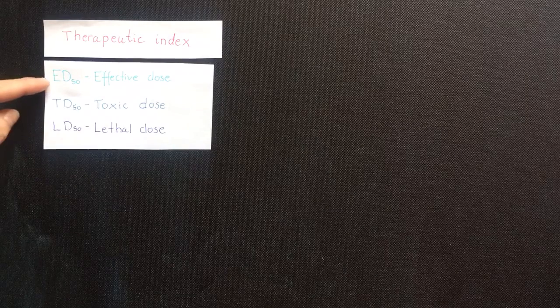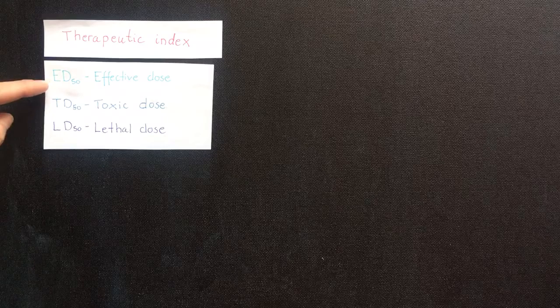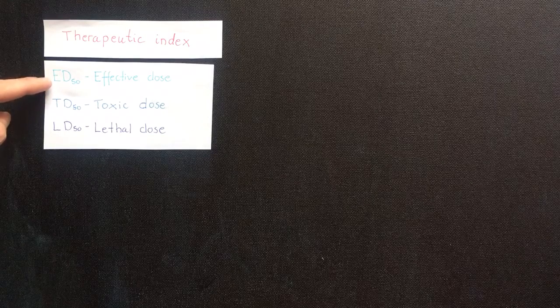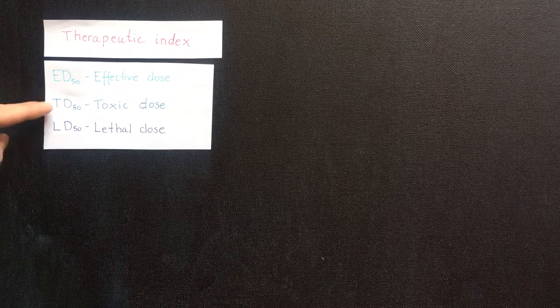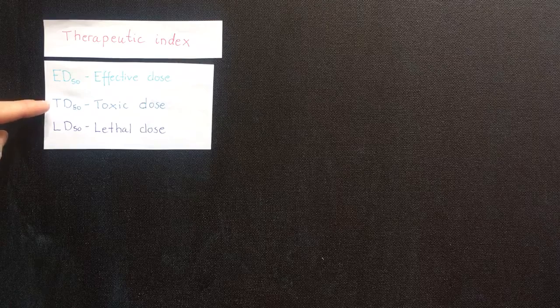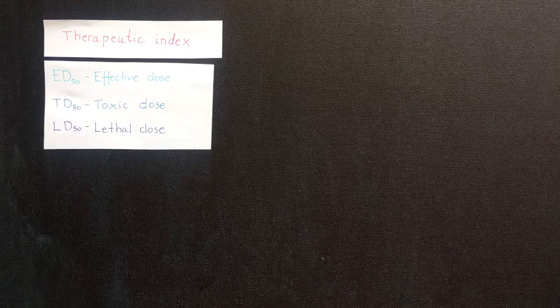ED50, it's called the effective dose. And that is actually when 50% of the animal population have an effect of the drug. Then we have the toxic dose. And the toxic dose is actually when 50% of the human population causes a toxic effect of that dose of a drug.